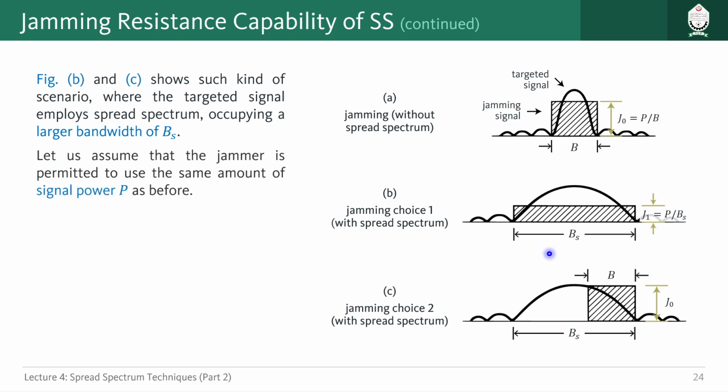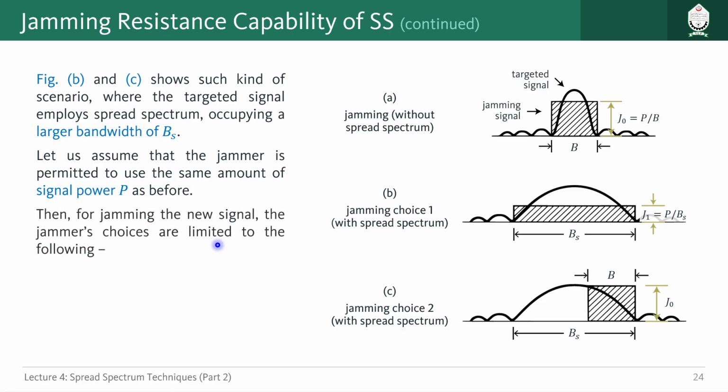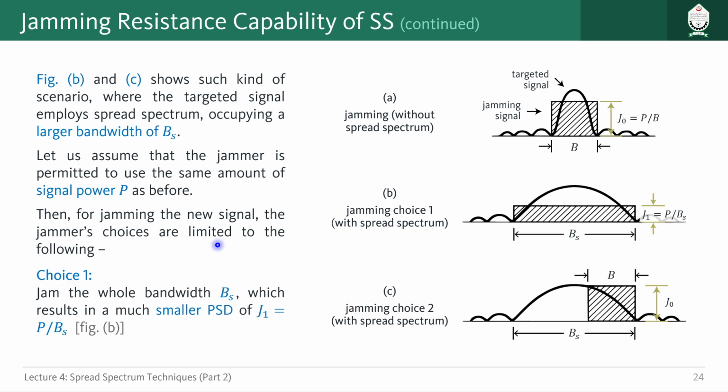Now what can we do to jam this signal? We also have to assume that we are using the same amount of power P as before to jam this new signal, which covers the bandwidth of Bs. For this case, the jammer has two possibilities if he has to use the same amount of power P. Either he can cover the whole bandwidth of Bs, then obviously the value of PSD should decrease, which is J1. J1 should be equal to P divided by Bs, and as the value of Bs is quite high compared to before, the value of J1 will be much less.